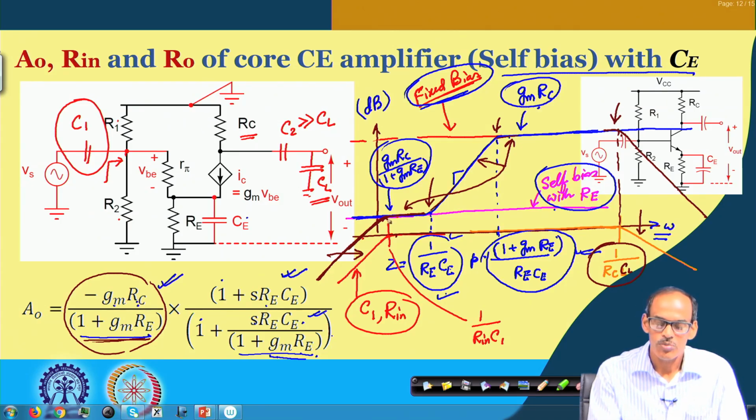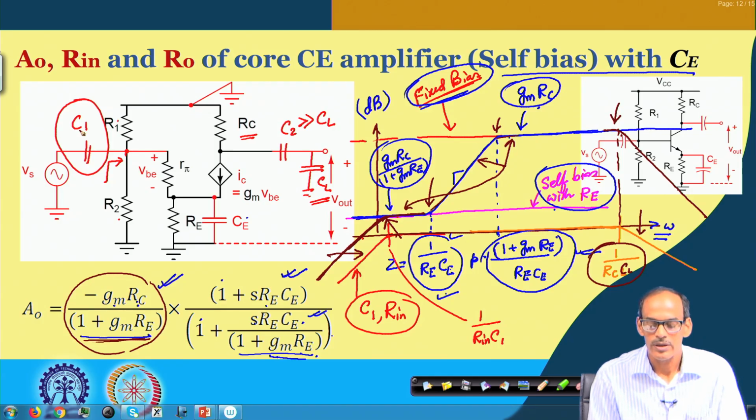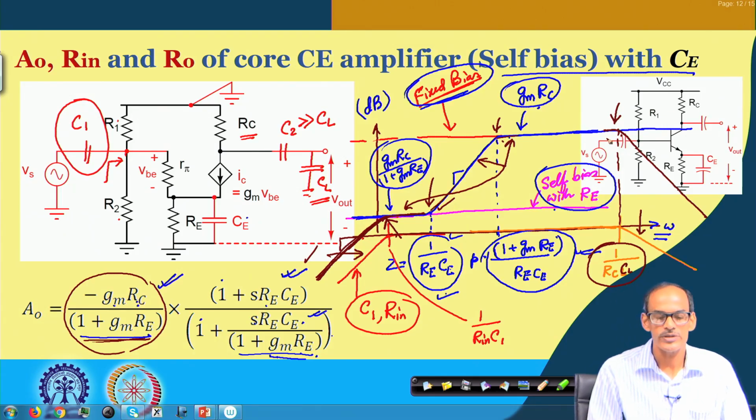Then we have a pole here at this frequency coming from C1 and Rin, and it also starts from a slope of 20 dB per decade. That means it has a zero at zero frequency. So, it has one zero at zero frequency, we have another zero here, and then the 3 poles. That is how the frequency response of this entire CE amplifier with RE and CE looks like.